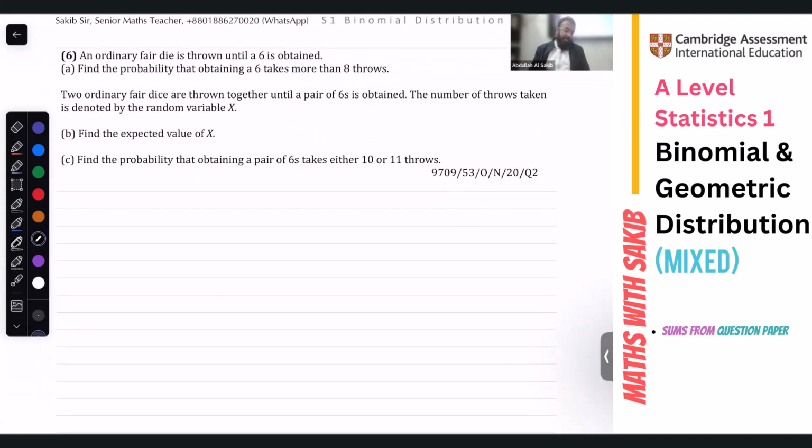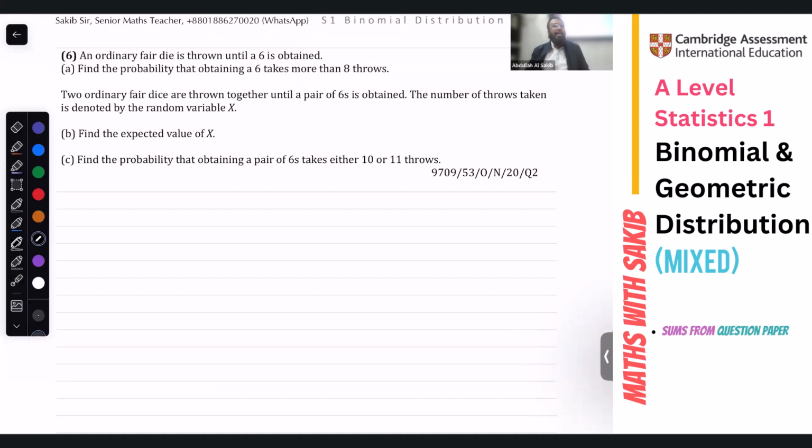Question number 6. An ordinary die is thrown until a 6 is obtained. So it's a matter of geometric distribution. The probability of success is getting a 6, so what is the probability of success? 1 by 6. What is the probability of failure? 5 by 6. Find the probability that obtaining a 6 takes more than 8 throws.